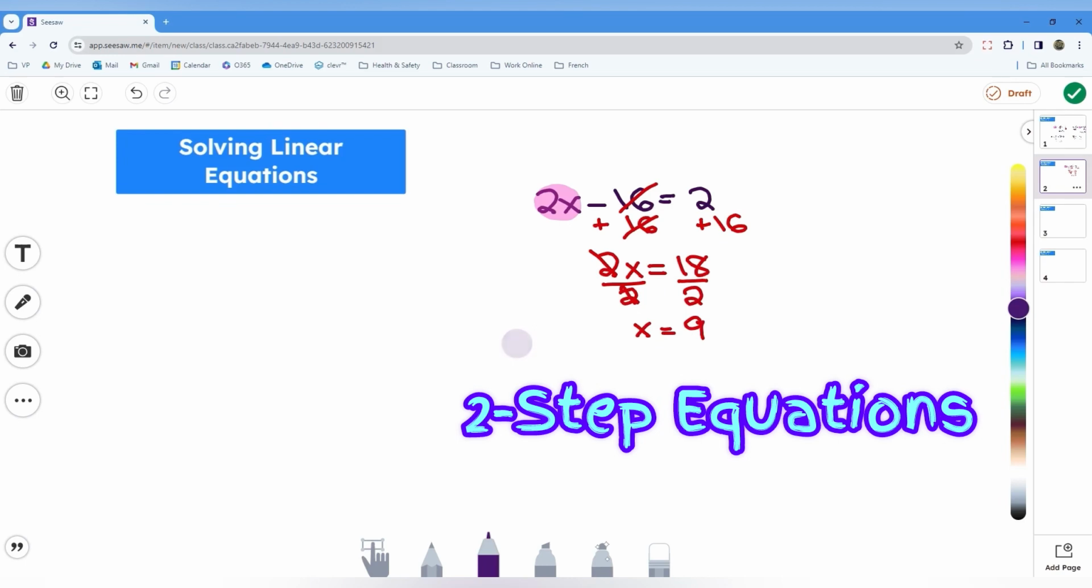Let's try another one. If I had 25 equals j being divided by 4, and then I add 23. Once again, if I'm trying to get the variable all by itself, I'm going to deal with anything that is attached to it. So I'm going to be dealing with that addition or subtraction first. It makes life a little bit easier. And so we want to get this to 0, so we need to subtract 23 from both sides. And now I am left with 25 minus 23 is 2, and j being divided by 4.